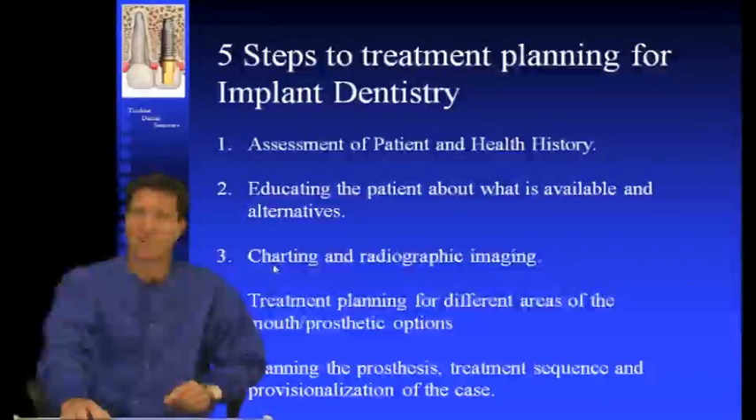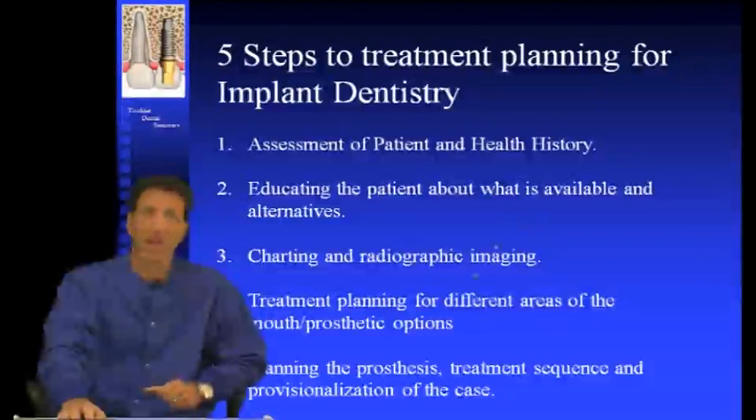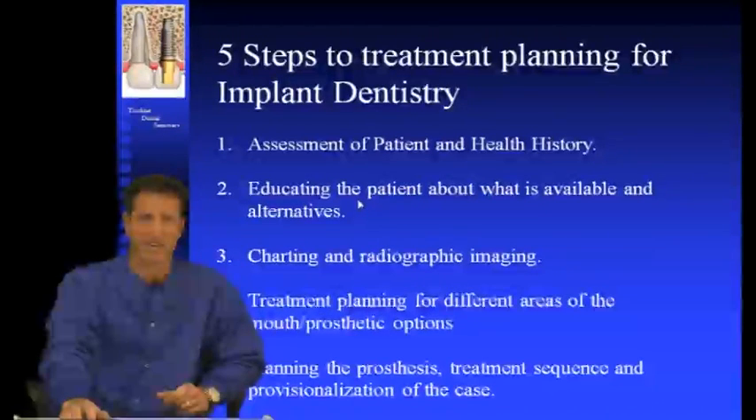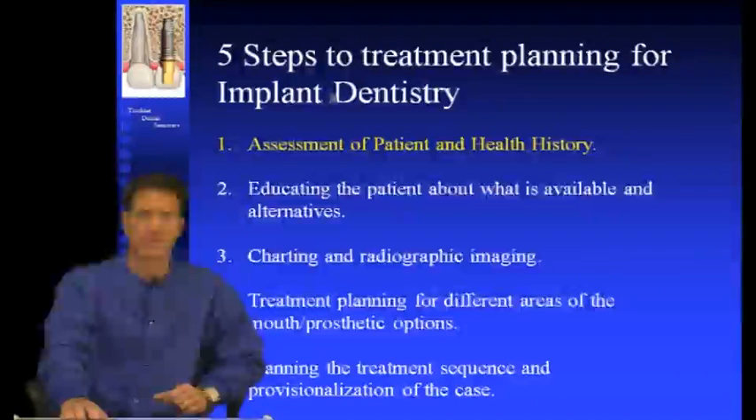The third step is to chart the mouth and do radiographic imaging, basically gather data. The fourth step is to treat and plan for different areas of the mouth and the different prosthetic options that are available in those areas. The fifth step is planning for the prosthesis, and then actually implementing the treatment sequence and how to provisionalize the case. If you do these 5 steps, you will have a comprehensive plan to deliver good implant dentistry to replace missing teeth. So let's start with the first step, and that is assessing the patient and the health history.